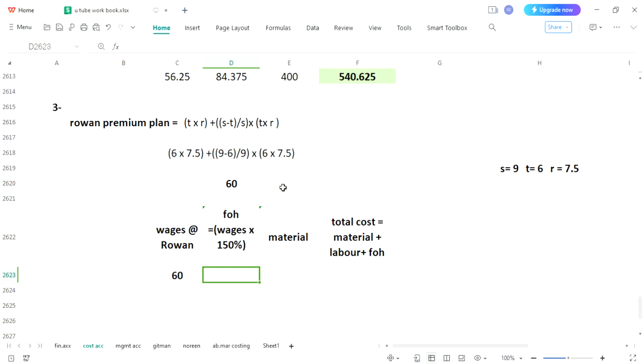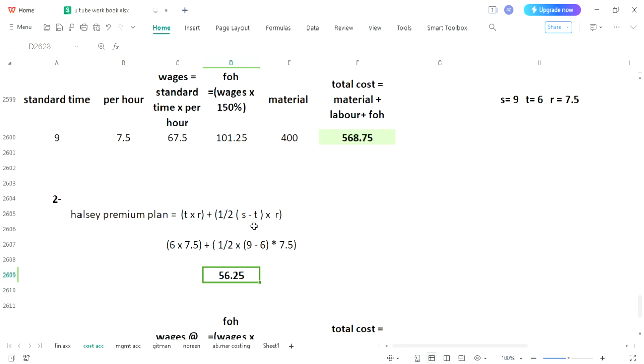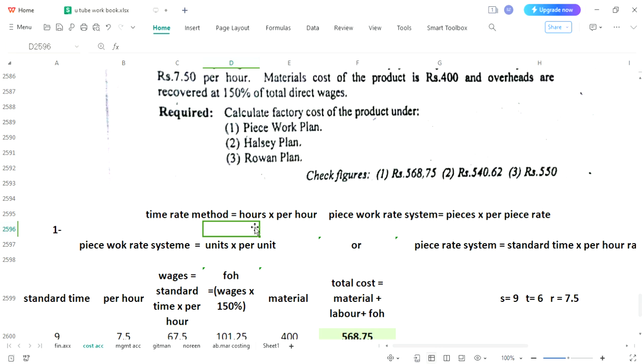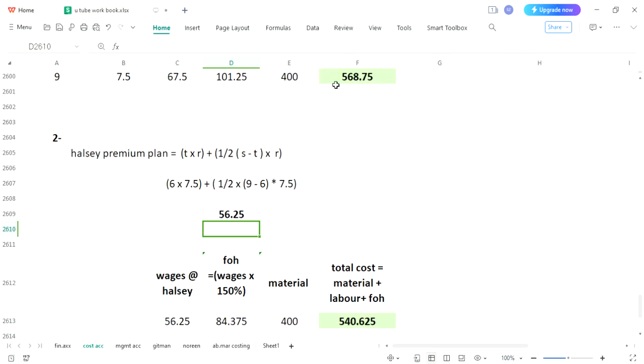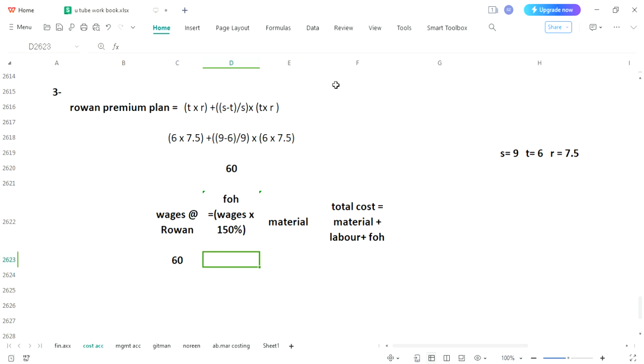To calculate FH, which is 150%, and that was mentioned in the question. Overhead is 150% of direct wages. You take the amount of wages, 60, and multiply it by 150 divided by 100. Please note it down. In this way you have calculated your FH as well: 60 multiplied by 150 divided by 100.